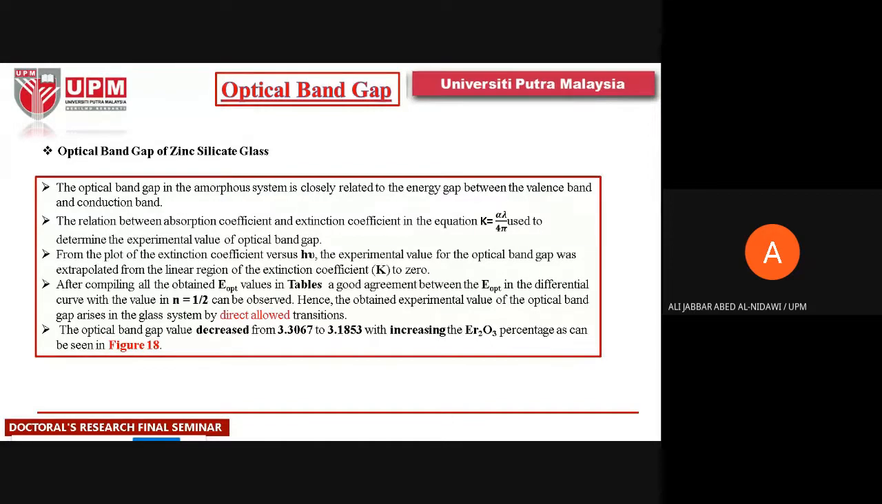Then we can compare the conventional curve with the value of n. As a result, the optimum experimental value of the optical band gap arises in the glass system by direct allowed transition, because n is equal to 1/2. The optical band gap value decreases from 3.3 until 3.1 with increasing erbium percentage, as can be seen in figure 18.